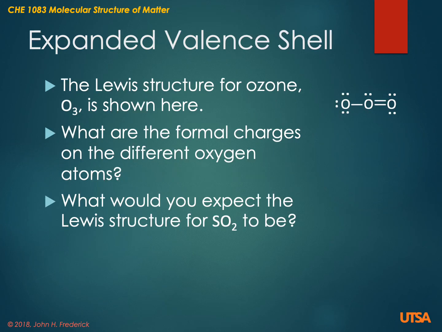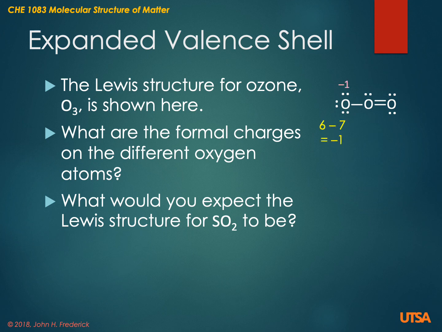Okay, the Lewis structure for ozone is shown here, and you can see that if you were to sit down and write out a Lewis structure for ozone, this is what you would come up with. One might ask, what are the formal charges on these oxygens? Well, we're now equipped to answer that question, but we're then going to extend that to see what we expect the Lewis structure for sulfur dioxide to look like.